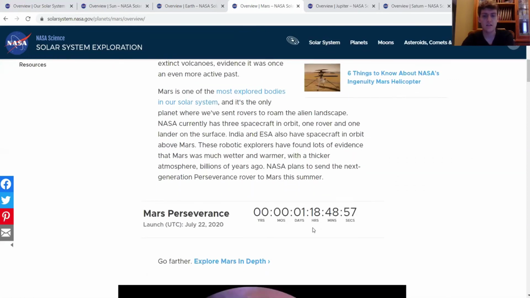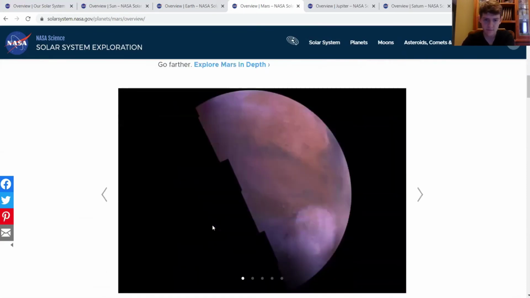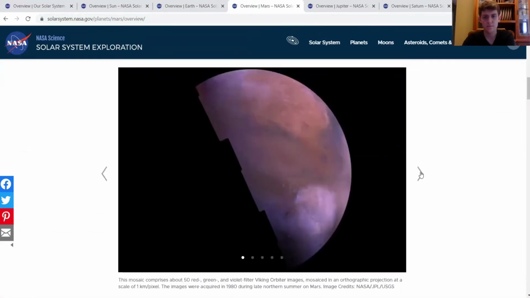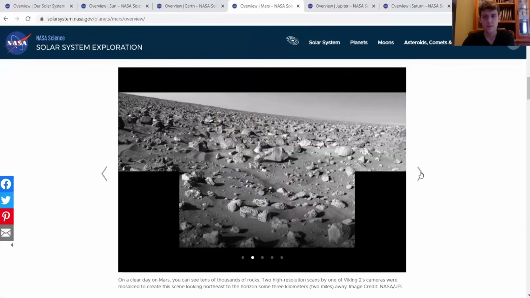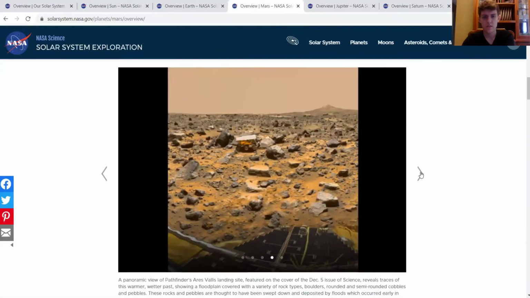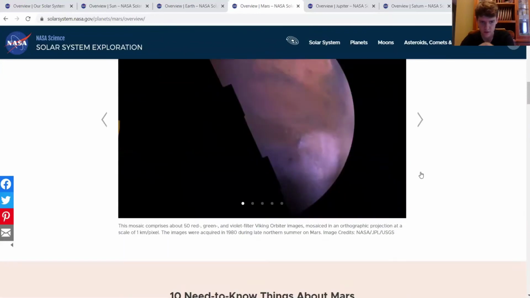So this is the countdown. It's actually getting sent in 1 day and 18 hours from now. So on July 22nd, so that's not very far, only a couple days away. So here are some pictures of Mars. That's what it looks like on the surface. More surface pictures. So it really looks like a desert, really dry. Here's the rover. All right.